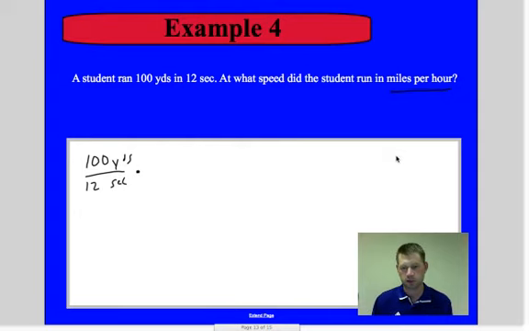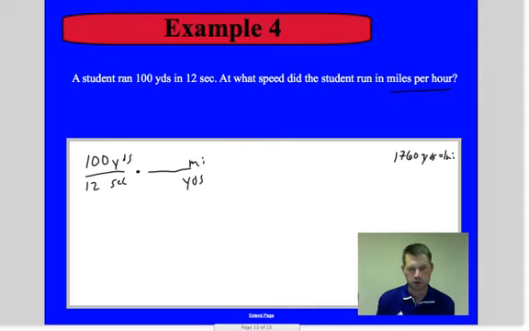Now one thing we can note here is that 1760 yards is 1 mile. Okay, that's just coming from the fact that there are 3 feet in a yard, and 5,280 feet in a mile. We're just making that division to figure out how many yards. Okay, so what we're going to do here, since yards is on top, we're going to put yards on bottom, which means that miles has to be on top. There's 1 mile, 1760 yards.